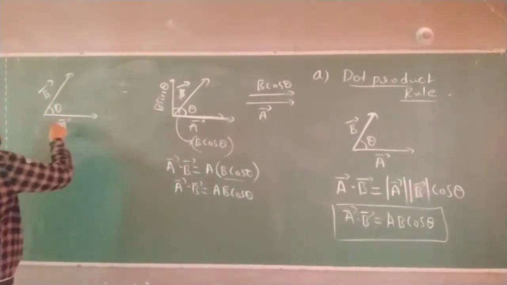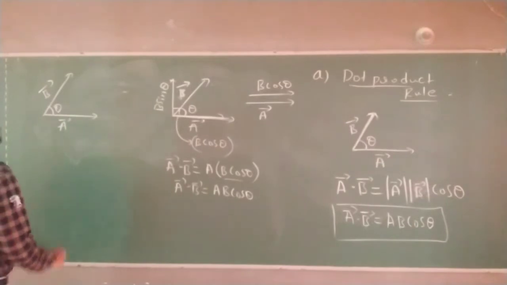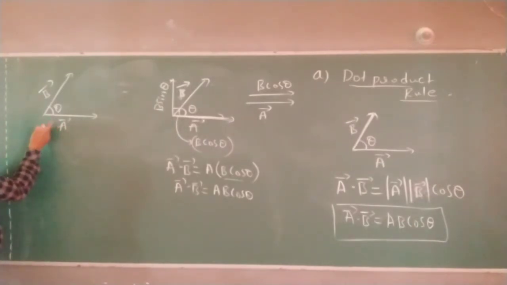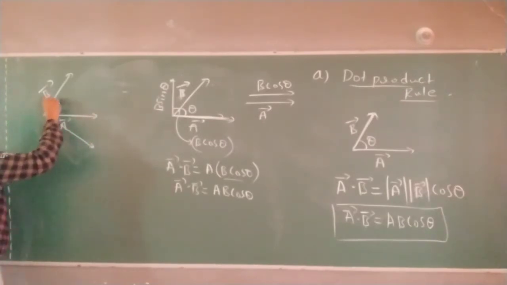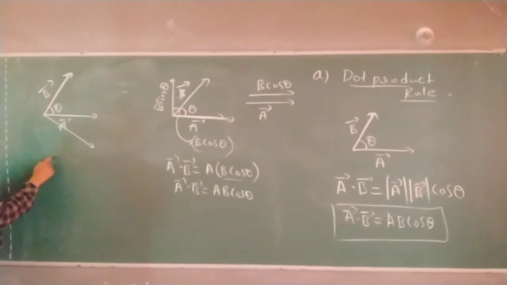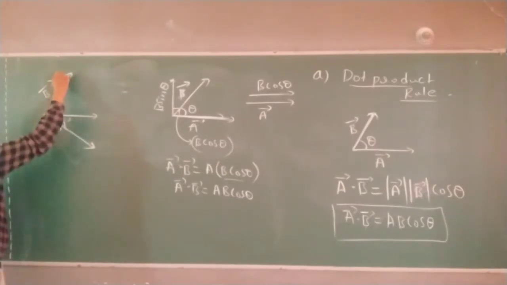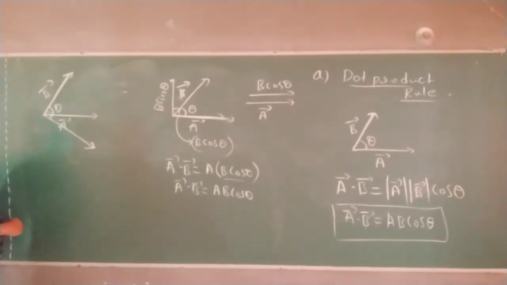Now I will resolve this vector A into two components. One is like this, another one is like this. Correct? So if I resolve this, I am resolving the vector A into two components. One is perpendicular to this vector B, another one is parallel to this vector B. Got it?